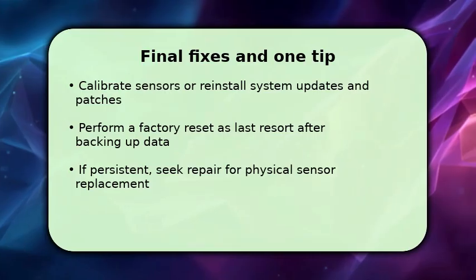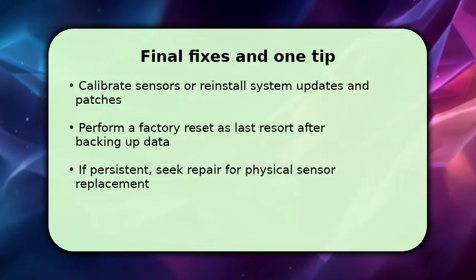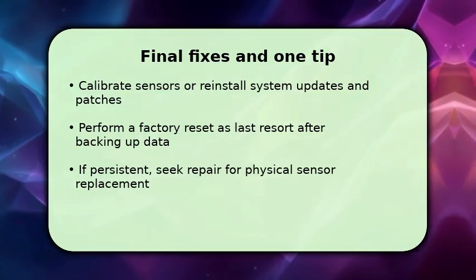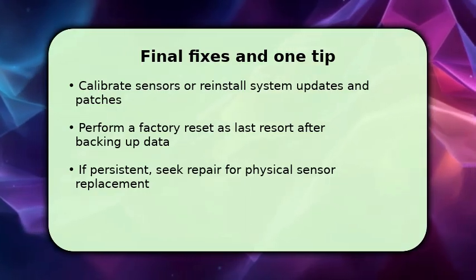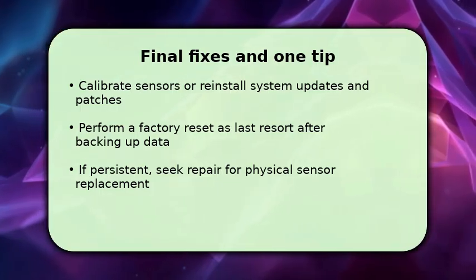You finish by calibrating sensors or applying any pending system updates. Updates often include driver fixes that restore rotation. If calibration and updates fail, back up your data and perform a factory reset to remove corrupted system settings. Once reset, retest rotation before restoring apps.